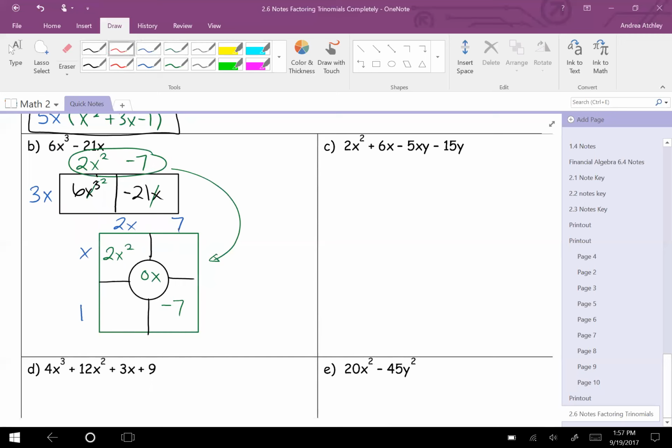Okay, so we multiply this 7 times the x to get 7x. Then we multiply this 2x times the 1 to get 2x. Now this means I'm subtracting. If I subtract those, do I get 0? No. Okay, so let's switch it. Erase all this stuff.